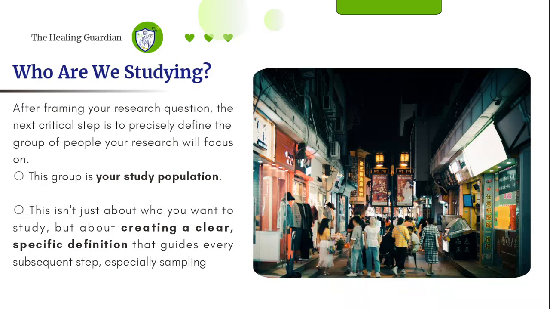Then number two, in identifying who you are going to study, you have to define precisely the group of people your research will focus on. For example, the people you're going to focus on is what you will call the study population. It is not about who you want to study, but creating a clear, specific definition that guides every subsequent step, especially the sampling process you will use.